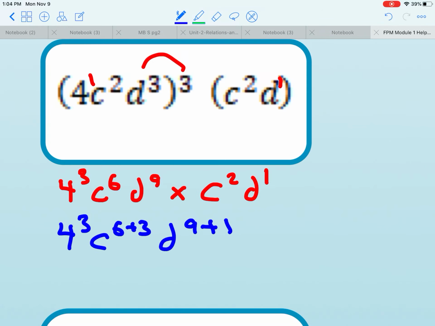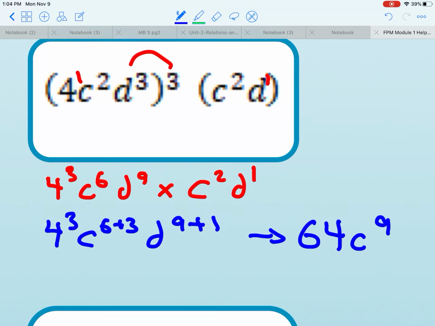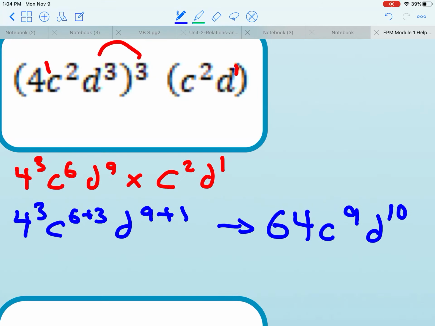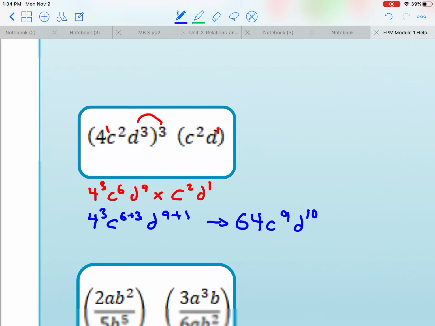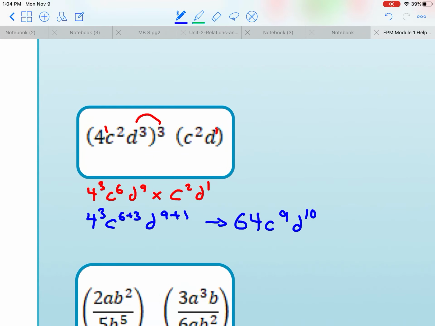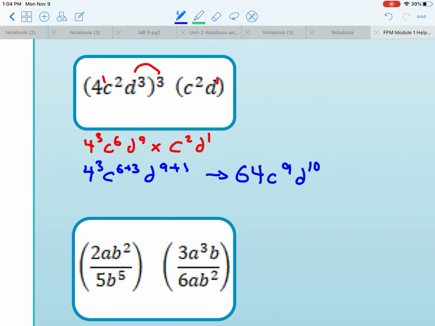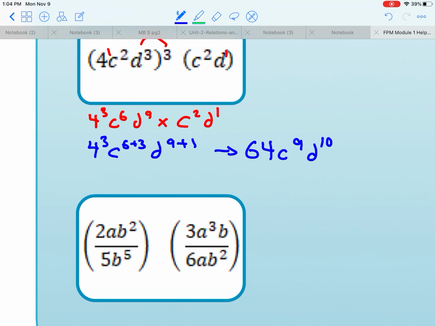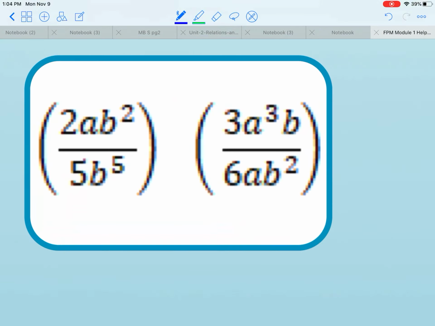So now I put it together and I have my solution and I can clean it up. 4 to the power 3 is 64, c to the 9, and d to the 10. And I'm done. And that's really all there is to that question. So it's a pretty easy question to solve if you use a strategy. And that is, try to do the same thing every time once you have a plan that works.